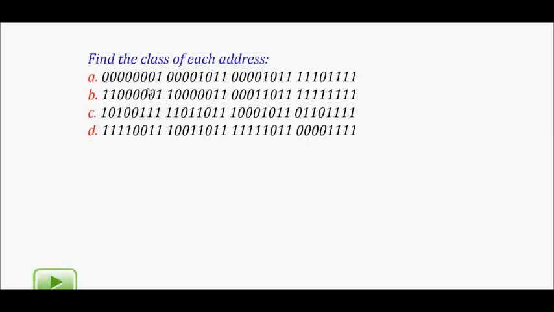So we will now use our algorithm here. Find the class of each address. So let's try to see. This has a first bit of 0, so this is a class A address. Here the first bit is 1, so we proceed to the second bit. This is also 1, so it's not class A, not class B. It is 1 1 0, so based on our previous algorithm, this will be class C. Let's try to check it out.